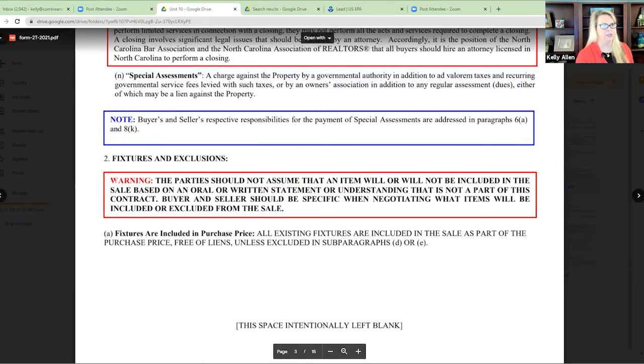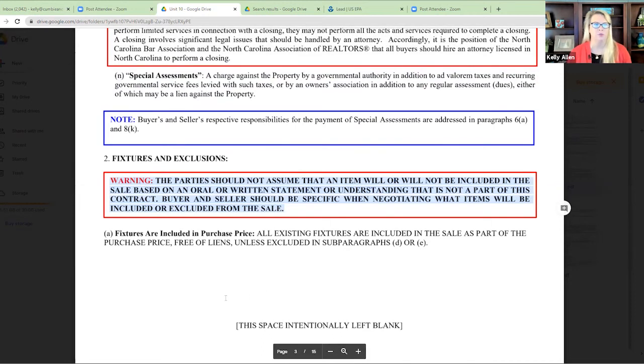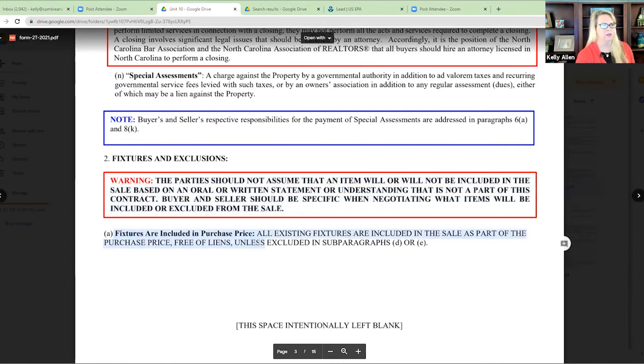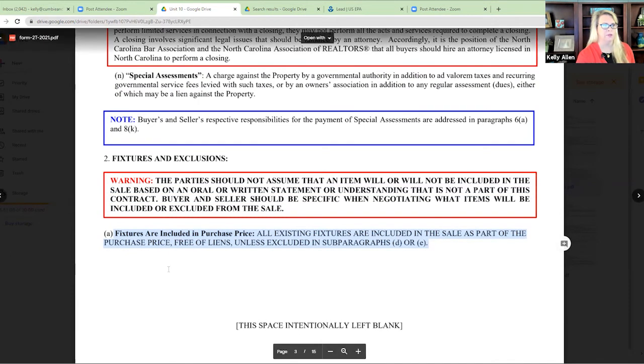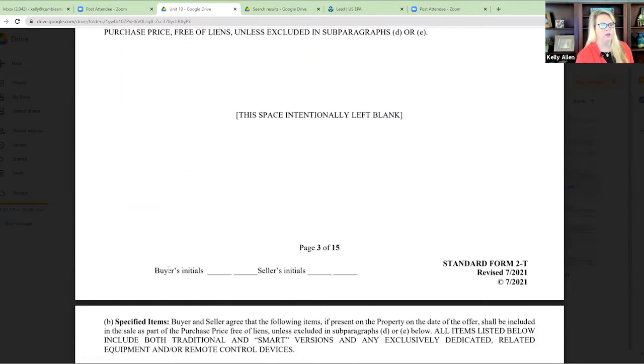Okay, fixtures and exclusions. I love this warning. Look at this. Warning, the parties should not assume that an item will or will not be included in the sale based on an oral or written statement or understanding that is not part of this contract. Buyer and seller should be specific when negotiating what items will be included or excluded from the sale. Clarity's power, y'all. Okay, and then it tells us here that fixtures are included in the purchase price. Very good. And we're going to go down now.